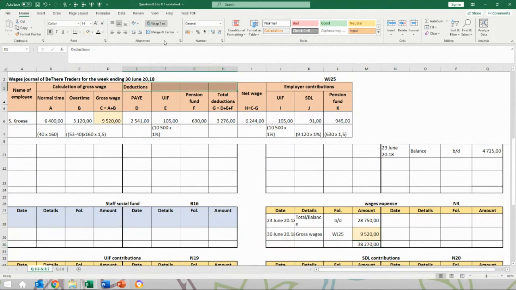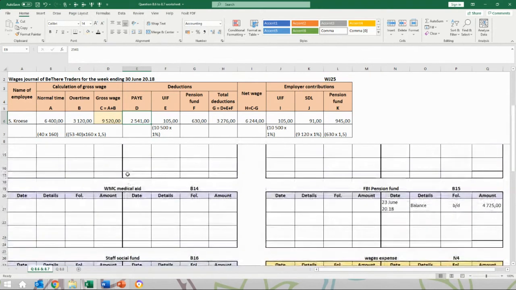Okay, now if we look at the deductions amount, where are we going to take column D? To which account will we take the pay as you earn that was deducted from our wage? To what general ledger account do you think we will take that? Okay, so the pay as you earn and the column D. To which general ledger account will we take that amount?